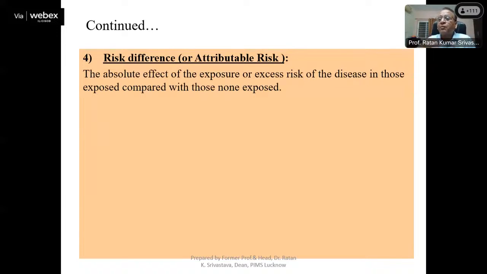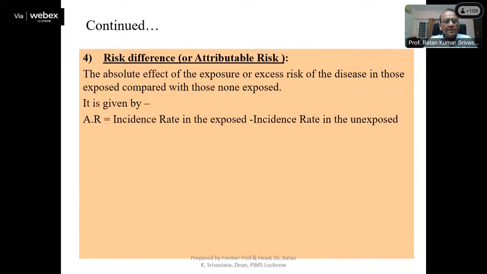It means if somebody smokes, then if you have a sample size of 100 smokers, every time 4 more cases of lung cancer will be developed. 4 more cases, 4 cases in excess. Is that clear? It is given by incidence rate in exposed minus incidence rate in unexposed. Or if you calculate incidence risk, then you write incidence risk in exposed minus incidence risk in unexposed. So incidence among exposed minus incidence among unexposed. 5 minus 1 is equal to 4.